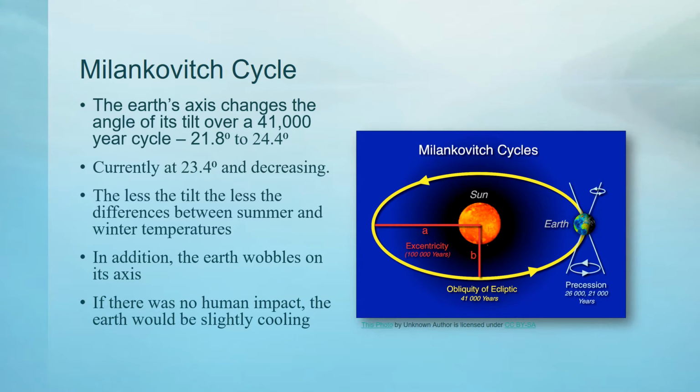And if there were no human impact, if you take away all human impact right now, the Earth would actually be slightly cooling right now. If the Industrial Revolution had never occurred, the Earth would be in a bit of a cooling phase at the moment, which it's not.